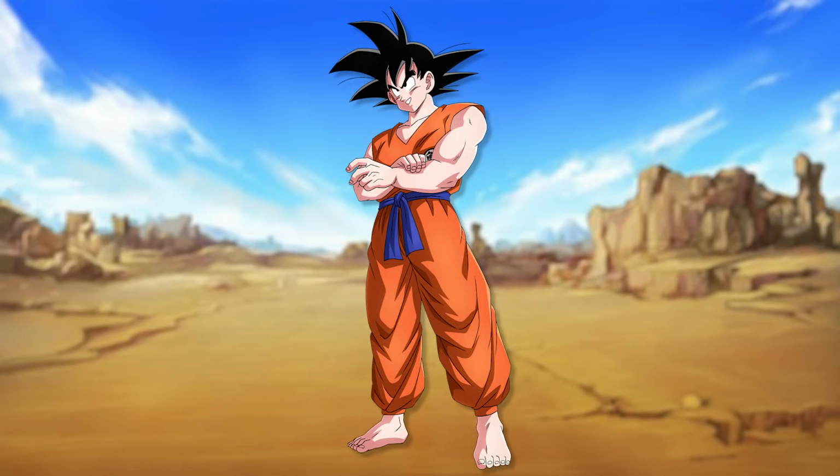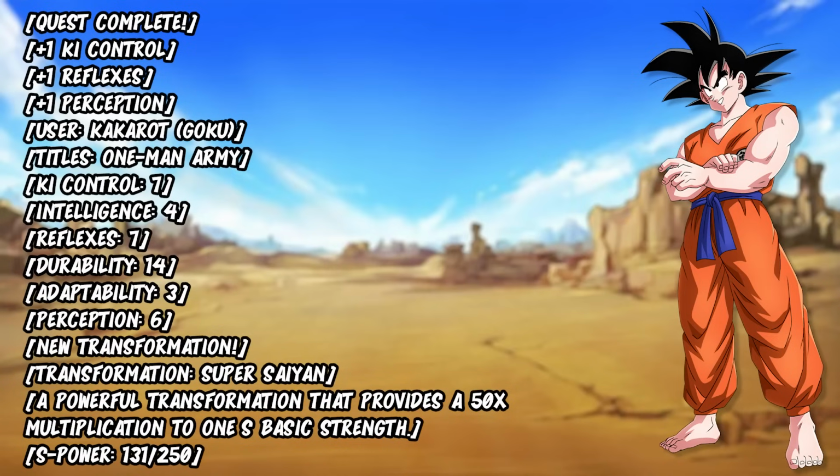His power level after this year of training reaches a whopping 20,000. He is focusing on using his Zenkai boosts while also perfecting his fighting style and skill. This makes his training very effective for a Saiyan like himself. Quest complete: +1 ki control, +1 reflexes, +1 perception. User: Kakarot (Goku). Title: One-Man Army. Ki control 7, intelligence 4, reflexes 7, durability 14, adaptability 3, perception 6.